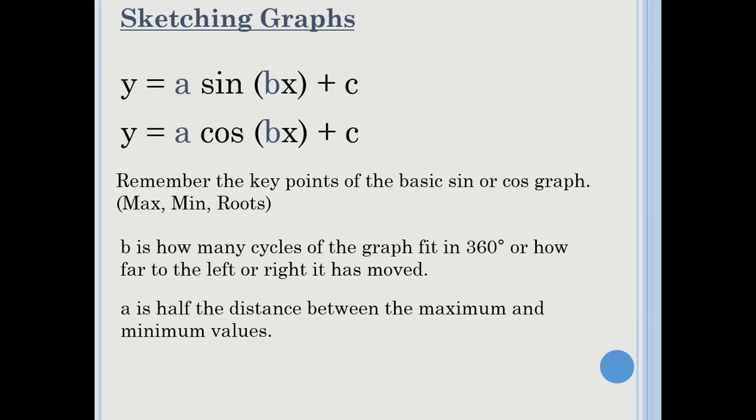A is going to be half the distance between the maximum and the minimum. Remember, a is the amplitude. And c, this new idea, is how many places the graph is going to be moved up or moved down. So let's look at one example. We want to sketch the graph of y equals 3 sine 2x plus 1.